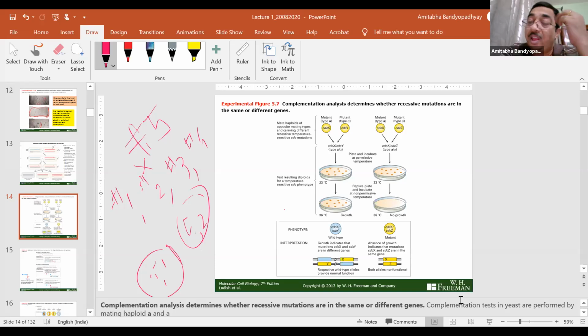So you have 50 mutants, right? Yes sir. Mutant number 5. So you crossed it with every mutant, number 1, 2, 3, 4, 6, 7, every mutant. In none of the cases could the diploid grow at 36 degrees. What will be your first guess?